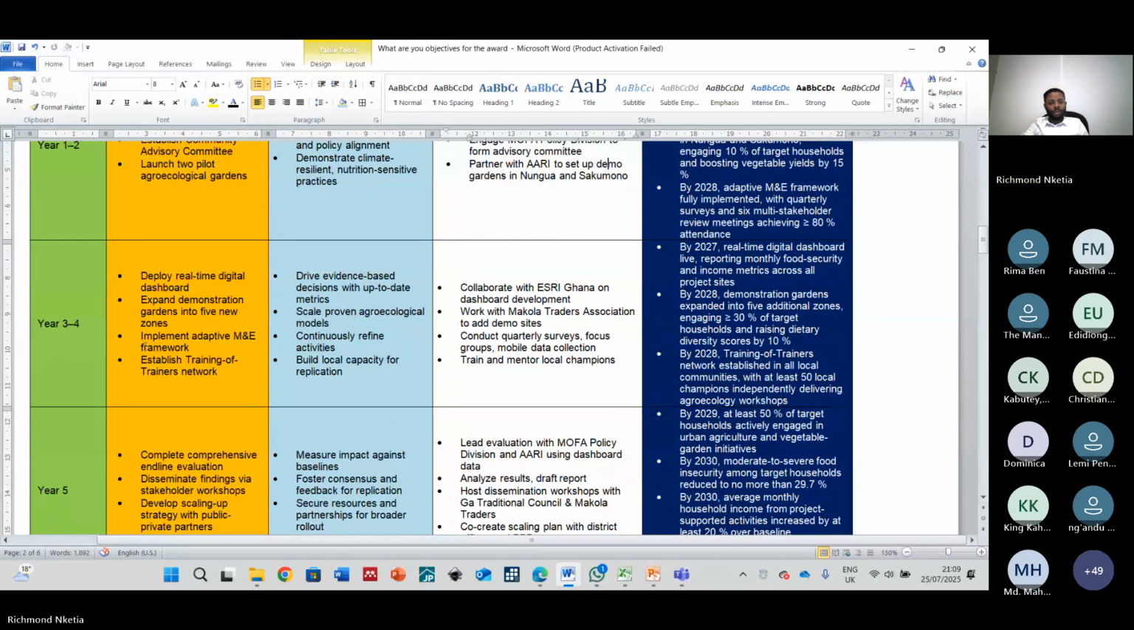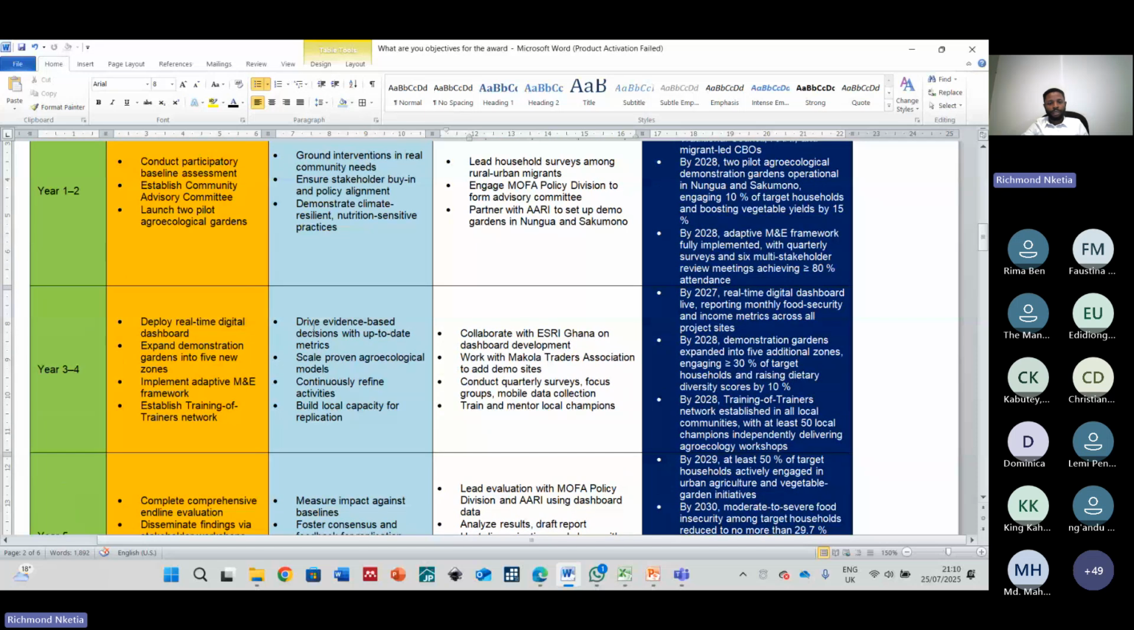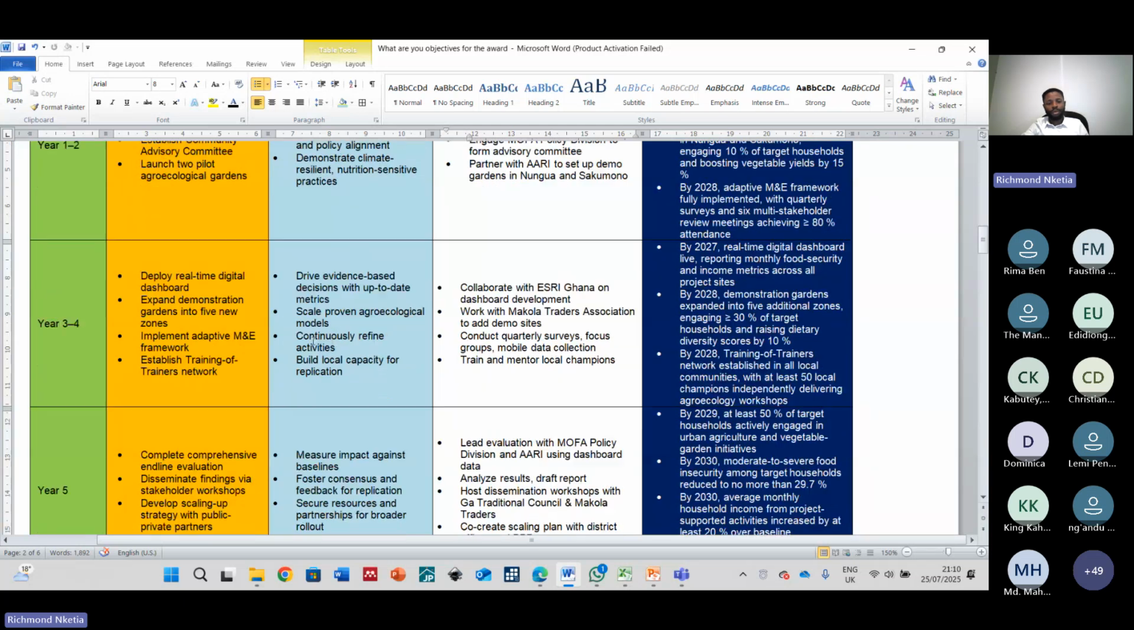And then I'm also going to establish a training-of-trainers network. The reason is to drive evidence-based decisions with up-to-date metrics, also to scale up proven agroecological models, and to continually refine the activities. That's why I need, like I said, to implement the adaptive monitoring and evaluation framework to see: am I doing what I intended to do? Where do I need to improve? And what do I need? And then establish the training-of-trainers network to build local capacity for application.